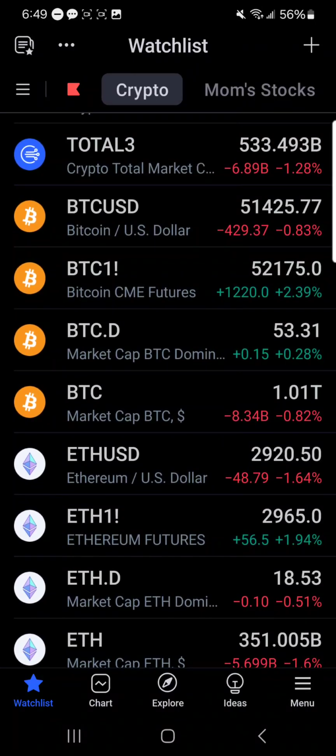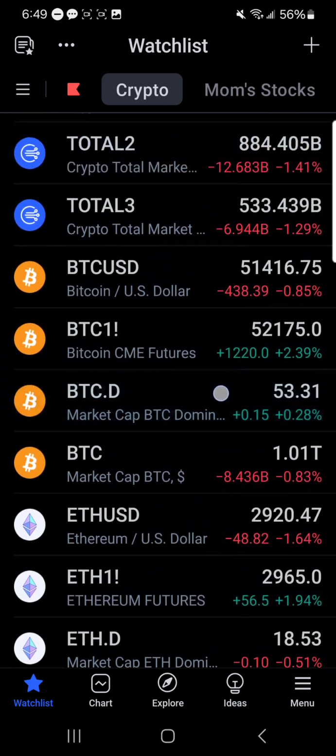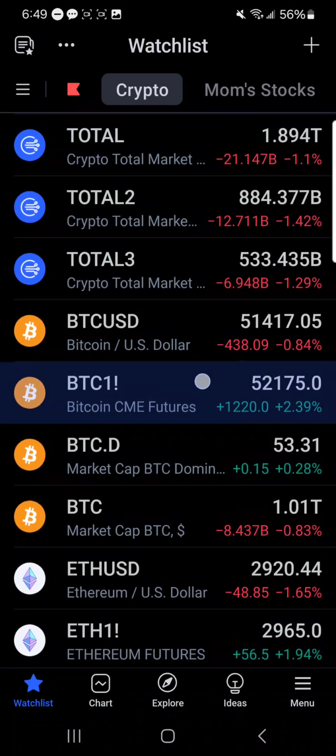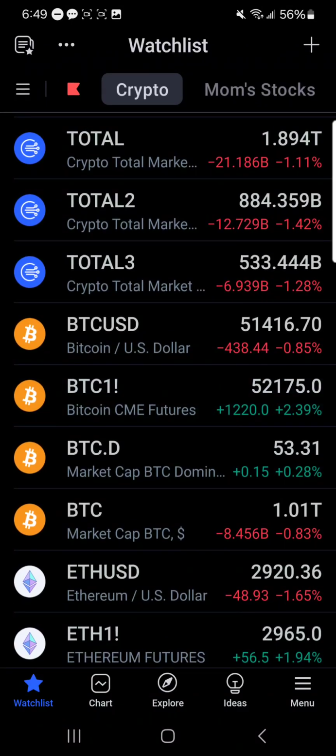Now, the other thing I did want to talk about with regard to Bitcoin was this right here. For the past, over the weekend, at least, I don't remember how far back, maybe even Friday or Thursday, looking here in the mid-center of your screen, right below total 3 is the Bitcoin US dollar index. And below that is the Bitcoin futures with the exclamation point. Oh, and it says Bitcoin futures below that, CME.